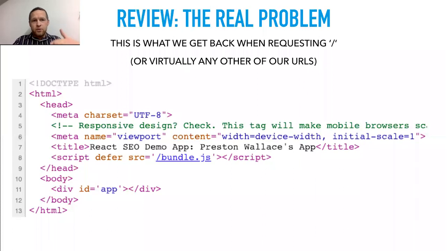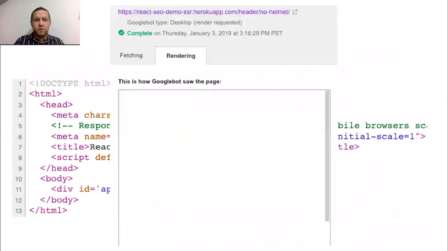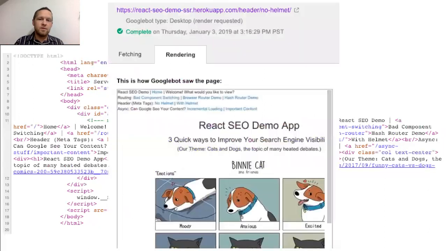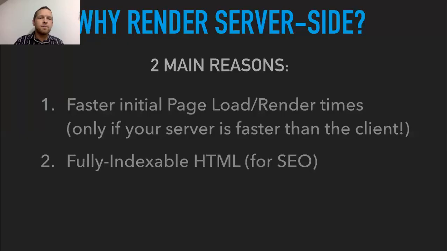So let's review. The real problem here is we just have a blank HTML page with one div that we're attaching our entire React DOM to. Thus, we get a blank page when Google renders it. What server-side rendering achieves is we are actually sending back a fully indexable HTML page with complete HTML markup. It's great for Google because they can actually index it. And down at the bottom, we have bundle.js that we're going to run as well. And so therefore, we can actually render the homepage of our app. We can render different URLs of our app, of course, as well, once we add in React Router.